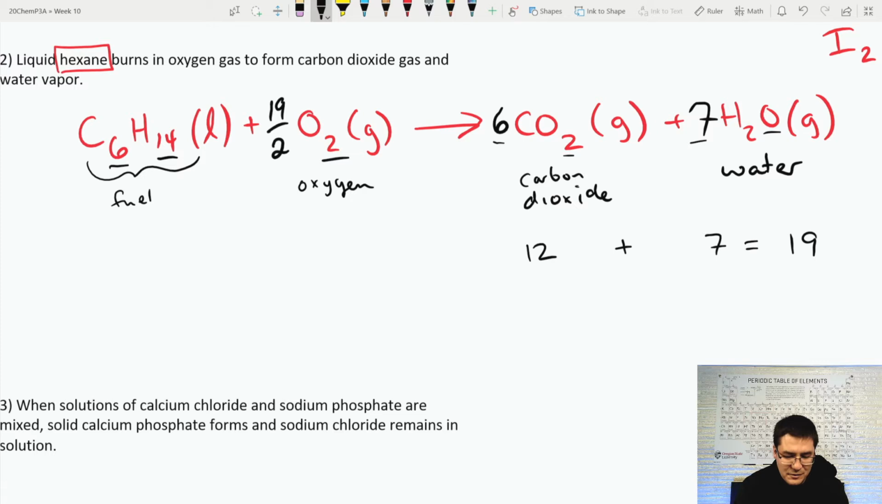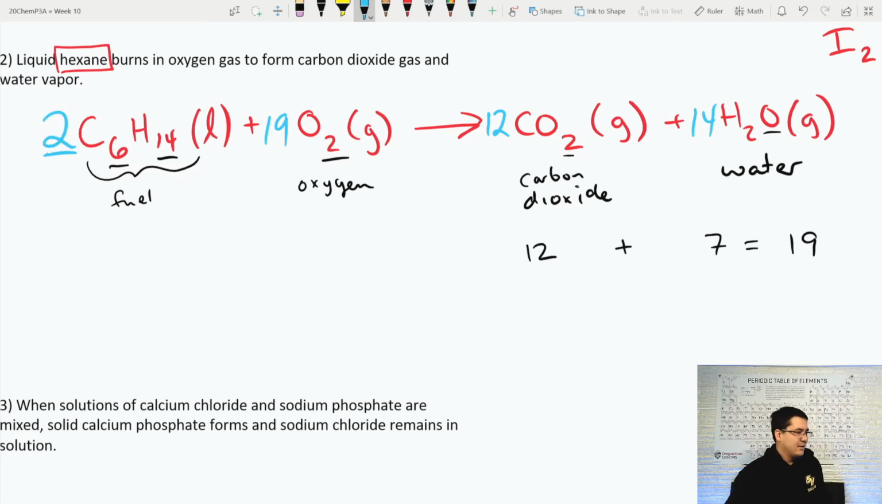But if it bugs you, if you're like, well, my teacher, Mr. Ford, you told me in physical science that I'm only supposed to have whole numbers. What you can do is you can go back and double all the coefficients. So I like it this way with fractions, and most chemists would. But if it bugs you to have fractions and you're thinking, well, that should be a 9.5, but if I double that, that's 19. Well, then you need to go back and double everything else, including the guy in front. So that would be 2 hexanes plus 19 oxygens make 12 carbon dioxides and 14 water molecules.